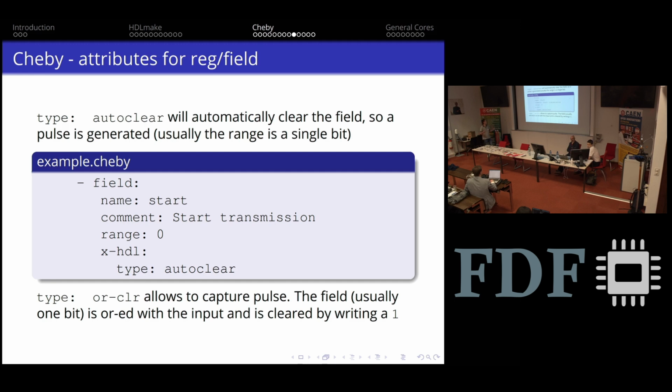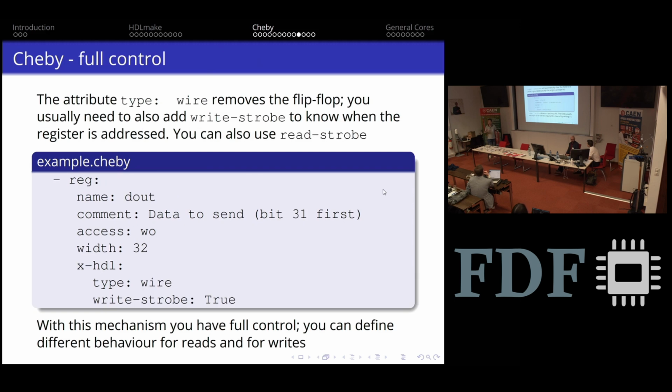Okay, a little bit of another example. In the HDL, you can specify that a bit will be automatically cleared. So for example, it will be only a pulse. When you write, the bit will be cleared at the next cycle. Or you can collect input, let's say ones, with an or-clear name. So each time there is a 1 on the input, it will stay in the register until you clear it.